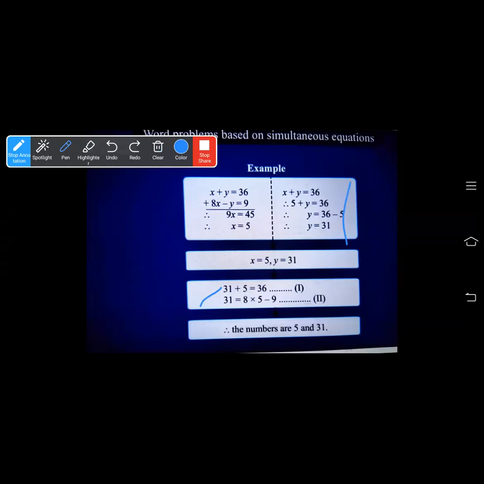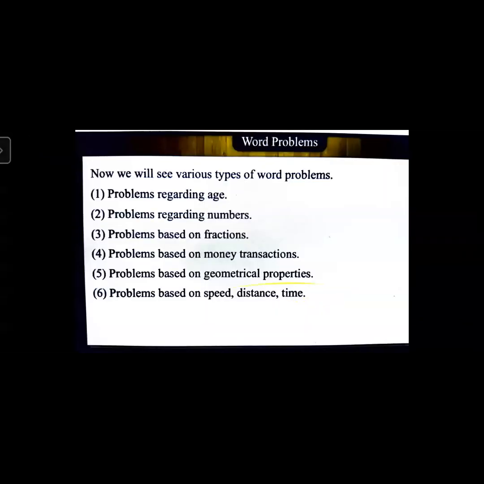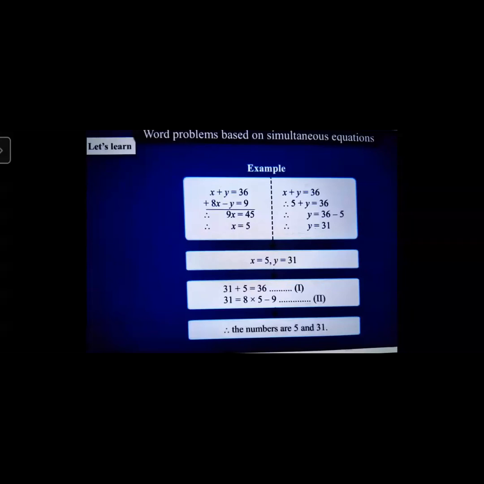So the numbers are 5 and 31. You can verify these two numbers. 5 plus 31 is equal to 36. Next verification: 31 is your second number, which is equal to 8 multiplied by first number minus 9.